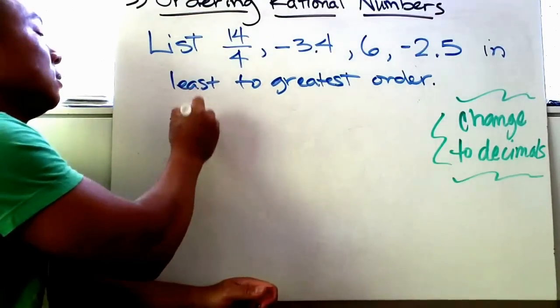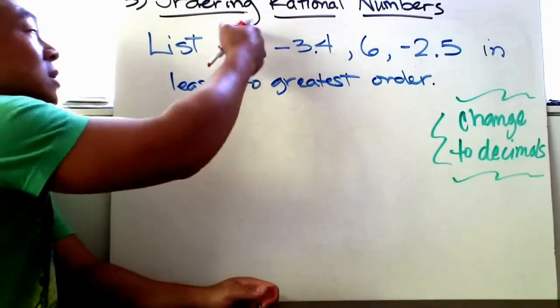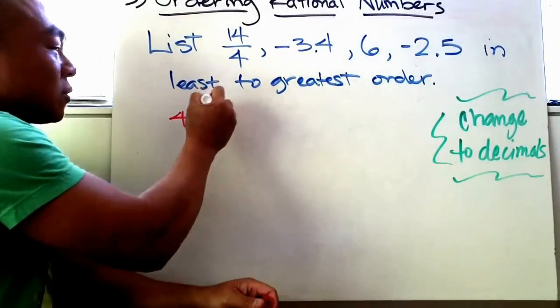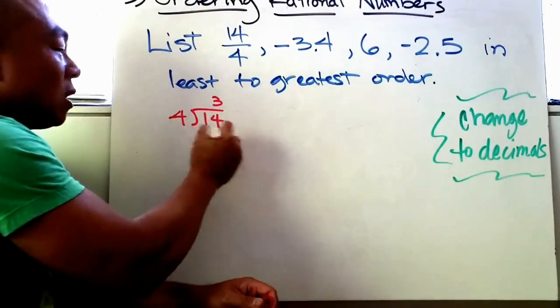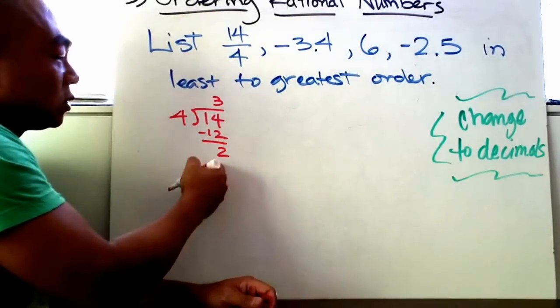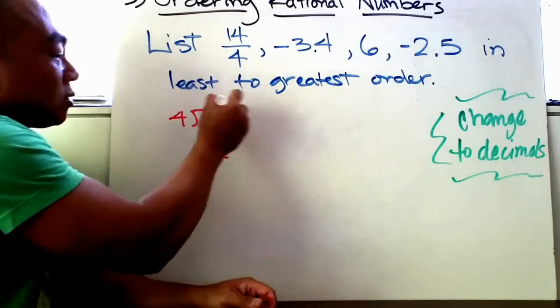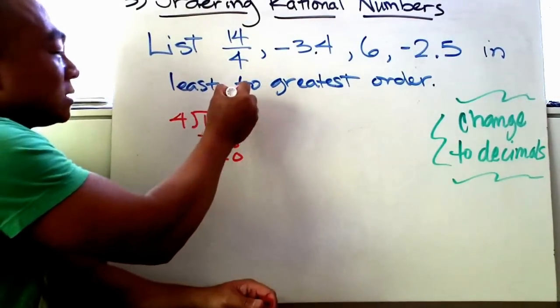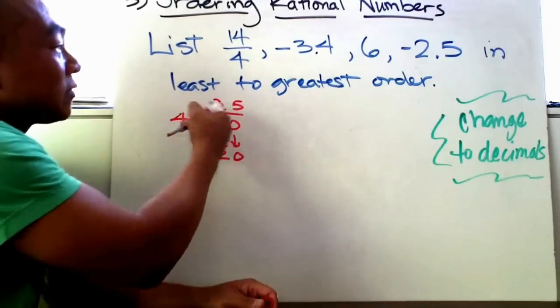So you have 4 divided by 14. Notice again, that top number goes inside. Okay, 4 into 14 is going to give us 3 times. That's -12, and that's going to give me 2 left. Let's add an extra 0 right here, bring that down. That allows us to put 4 into 20, which makes us 3.5. And this is a positive 3.5.